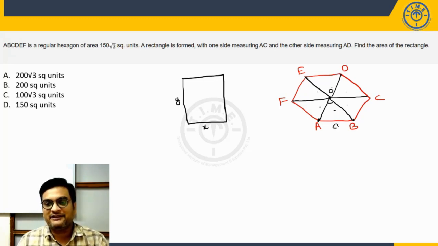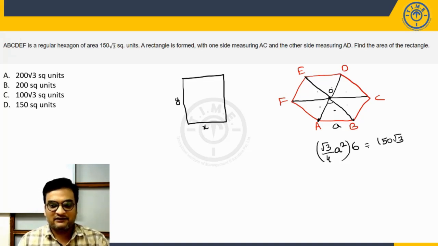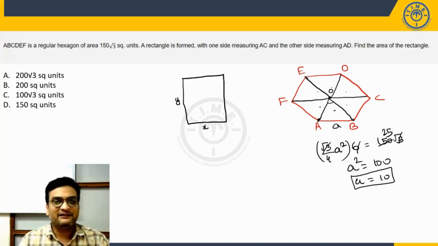Let's assume the side length to be A. What will be the area of this equilateral triangle? Root 3 by 4, A square. Now there are 6 such triangles, so 6 times that should be equal to 150 root 3 square units. When you simplify this, root 3 cancels out, 6 cancels out 25 times and 4 goes on the other side. A square will be equal to 100. Hence A, the side length of the hexagon, is going to be 10 units.